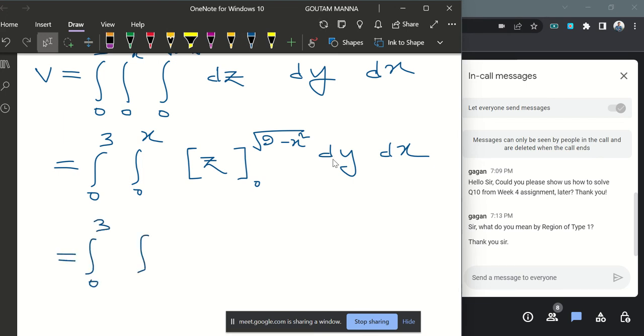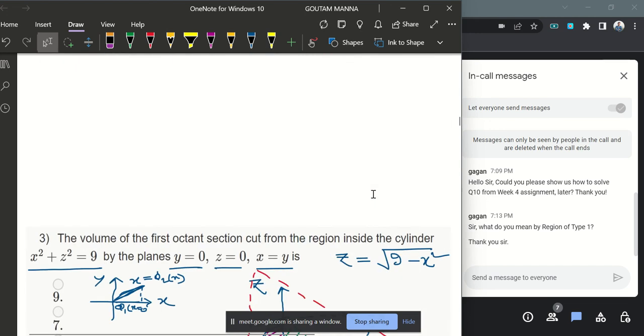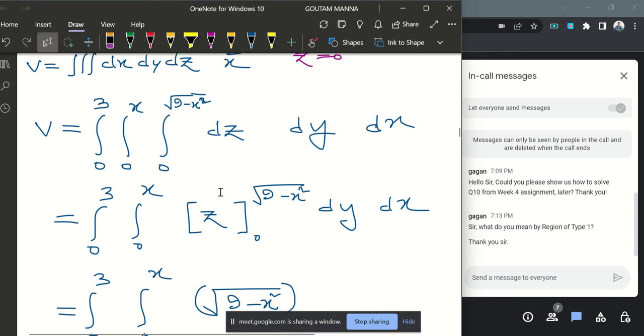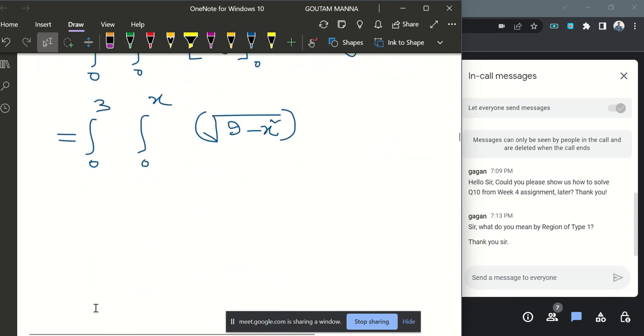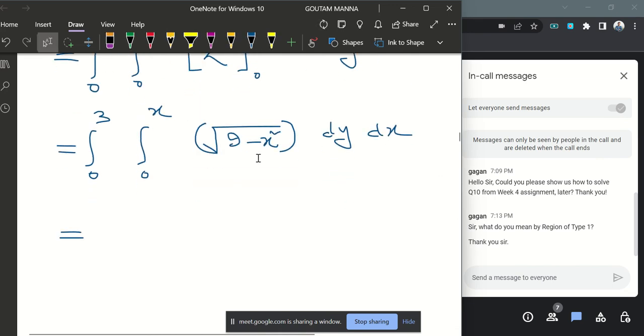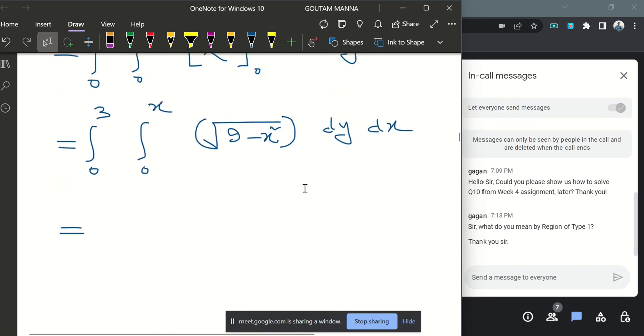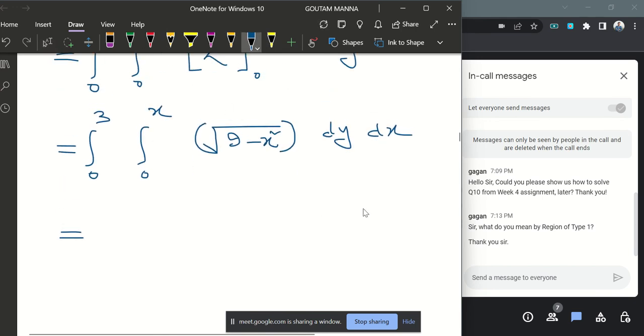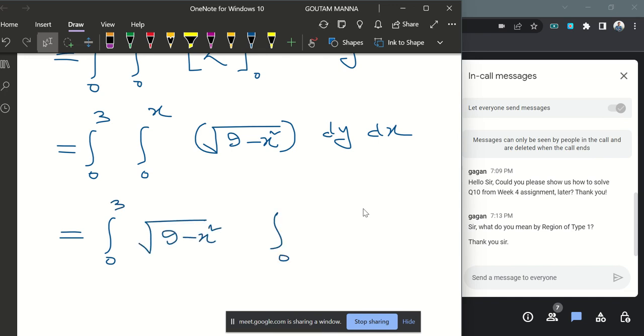Integration from 0 to 3, integration from 0 to x, 9 minus x square dy dx. Now when you are doing the y integration, look here, there is no y dependence, so we can put it outside this y integration as a constant. 0 to 3 under 9 minus x square, 0 to x dy dx.